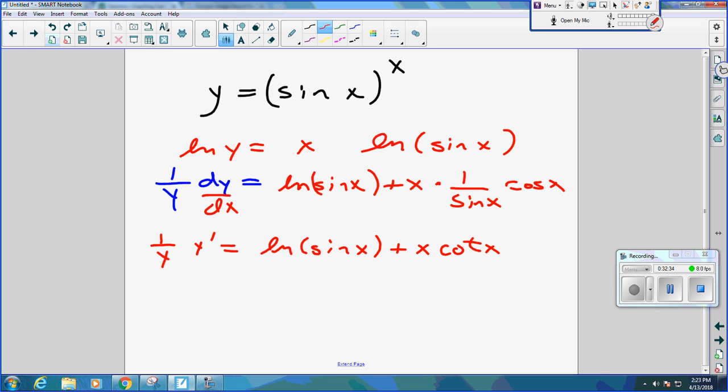And then what? Well, we knew from the start that one of the things that happens here when x is in both, and everybody, this is y, you multiply both sides by y, right? But what is y this time? Sine x to the x power.